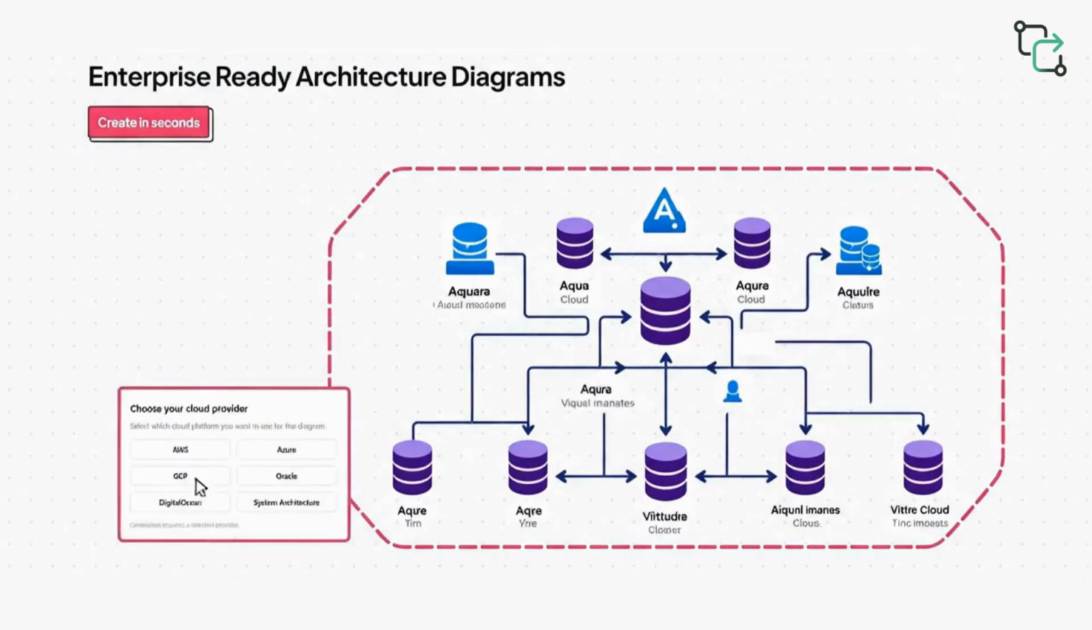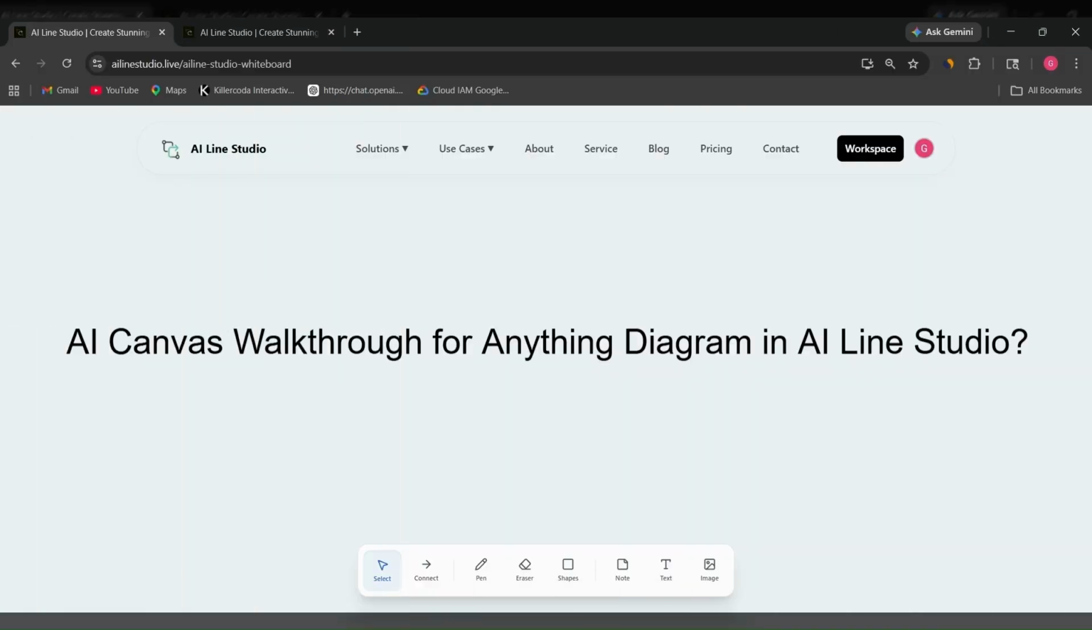Clear, structured, production ready. Hello everyone, welcome to AI Line Studio tutorial 71, and today's topic is AI Canvas walkthrough for anything diagram in AI Line Studio.